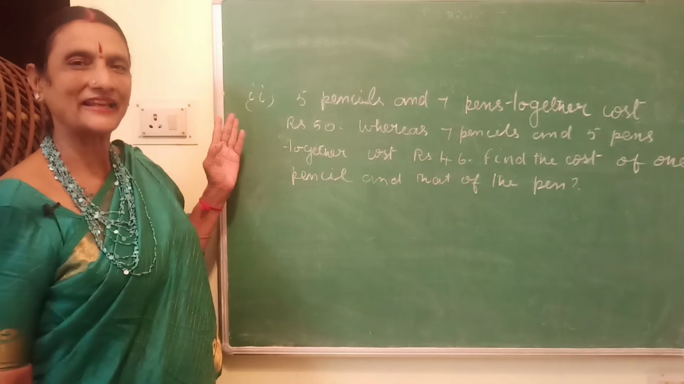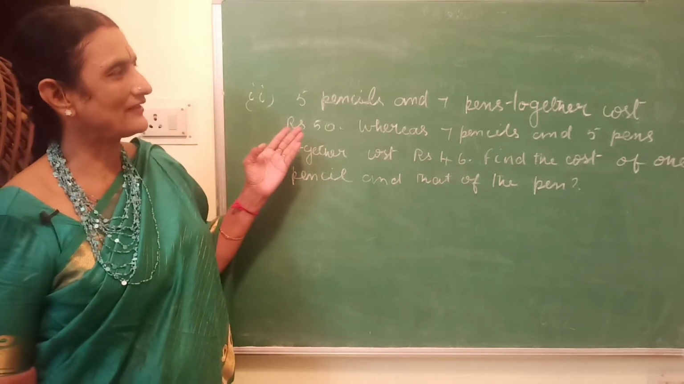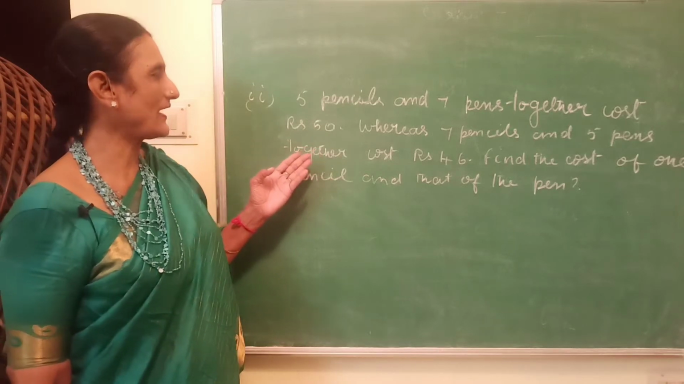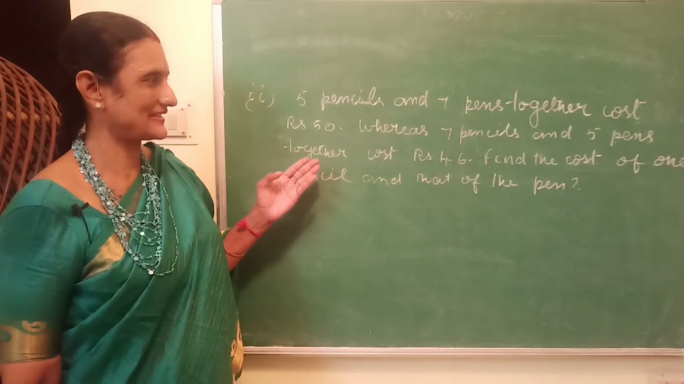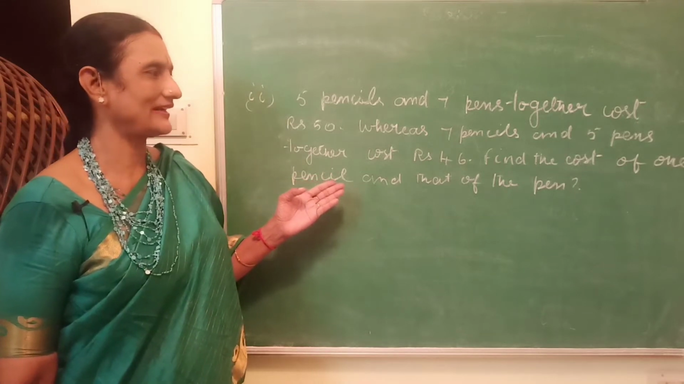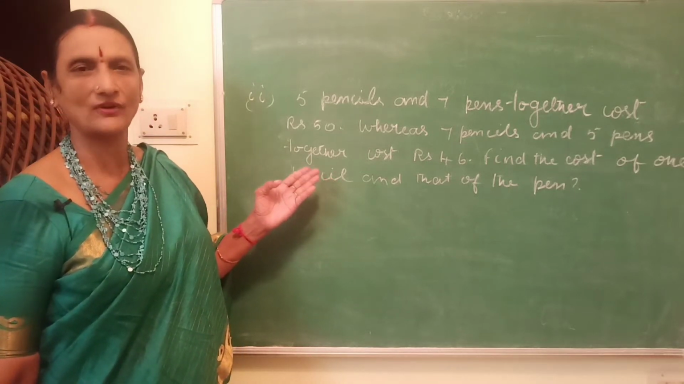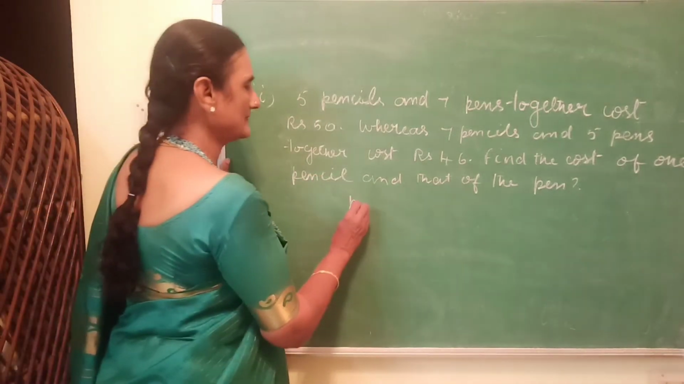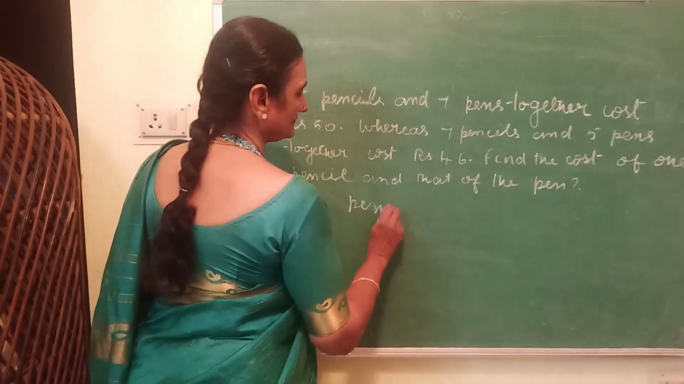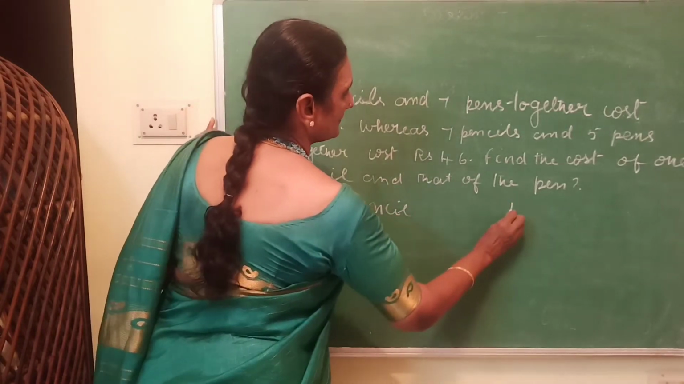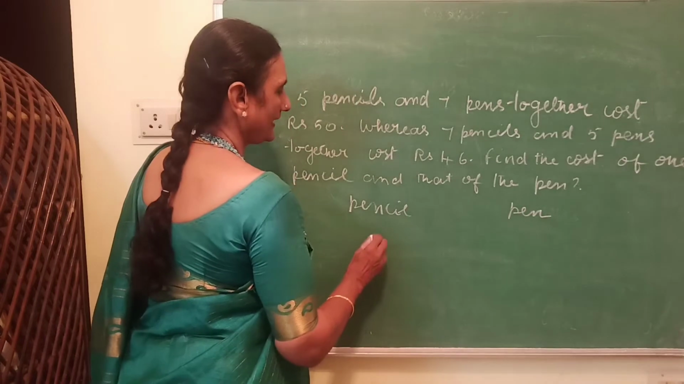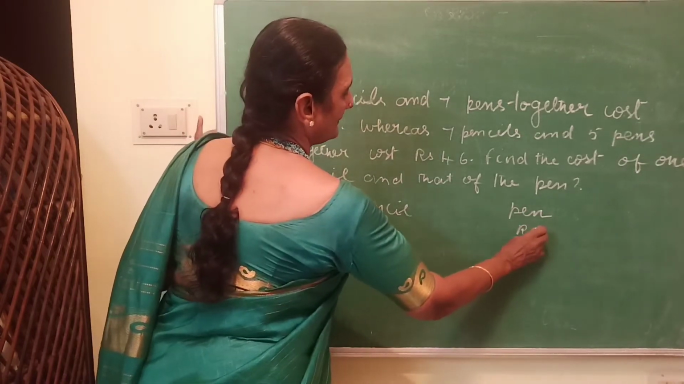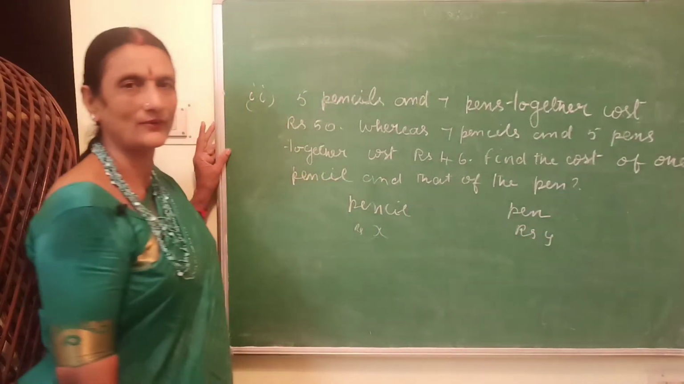Now let us go to the second sum. 5 pencils and 7 pens together cost rupees 50, whereas 7 pencils and 5 pens together cost rupees 46. Find the cost of one pencil and that of the pen also. Okay, that's what you have to find out. Now here as usual what you have to do, we'll write pencil first and pen second. Let the cost of one pencil be X rupees, let the cost of one pen be Y rupees. You have to write like this.